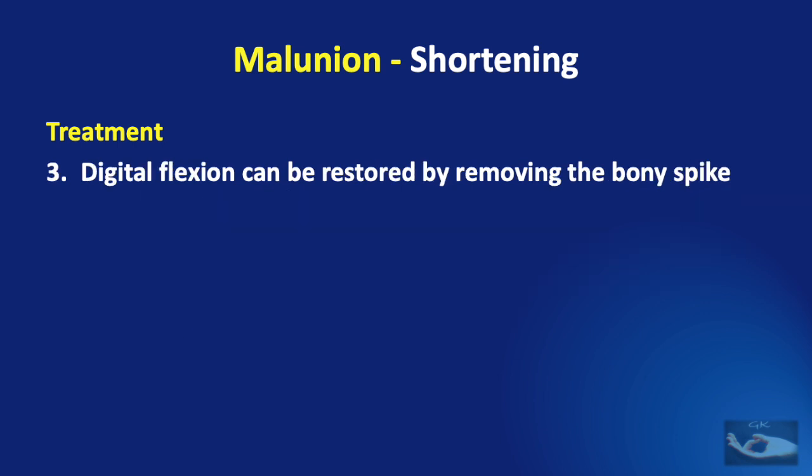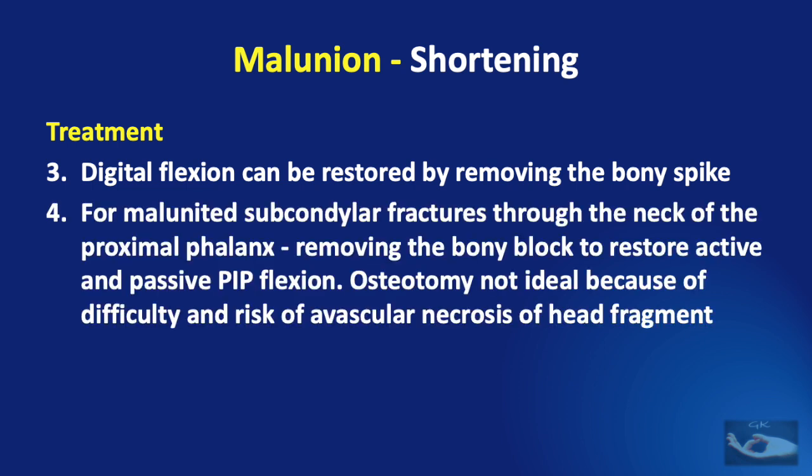In patients with the bony spike, digital flexion can be restored by removing the spike. If the shortening is due to a malunited subcondylar fracture through the neck of the proximal phalanx, removing the bony block to restore active and passive PIP flexion alone is enough. Osteotomy is not ideal because of the difficulty and the risk of avascular necrosis of the head fragment.